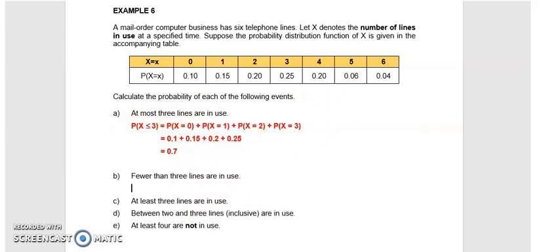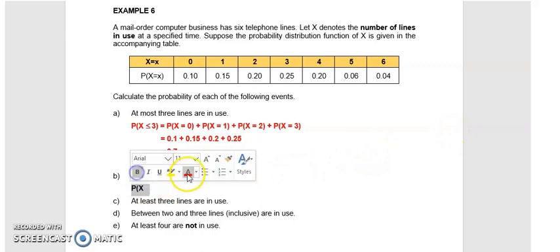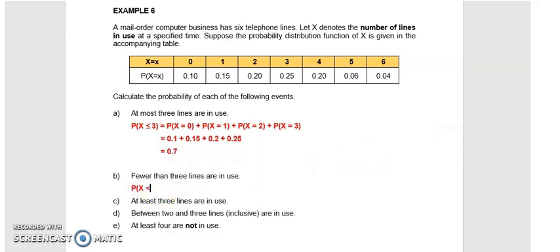Now let's look at B. Fewer than 3 lines are in use. The probability of X fewer than 3 lines. If it is fewer, it will be less than 3. So what is less than 3? The probability of X equal to 0 plus the probability of X equal to 1 plus the probability of X equal to 2. Fewer than 3 means 0, 1 and 2.